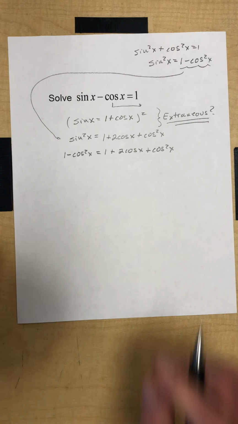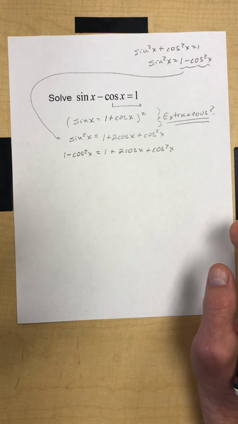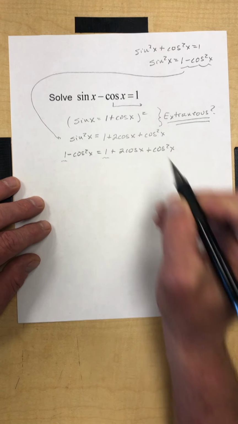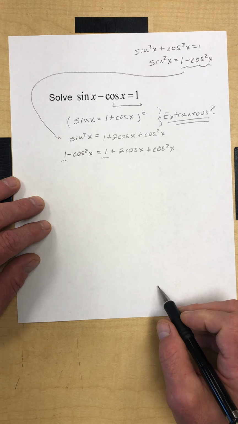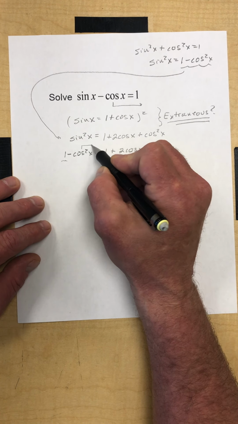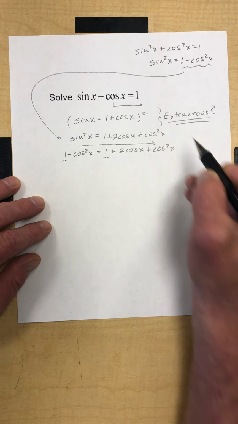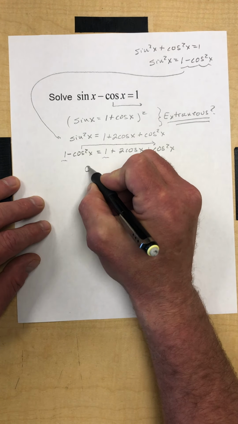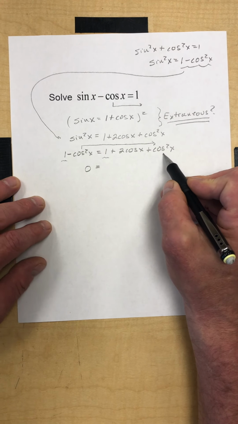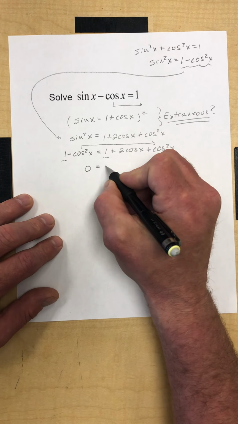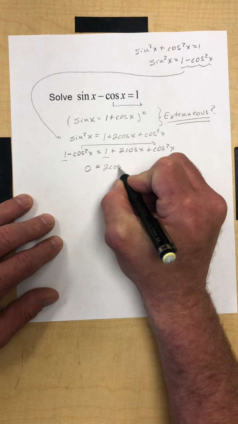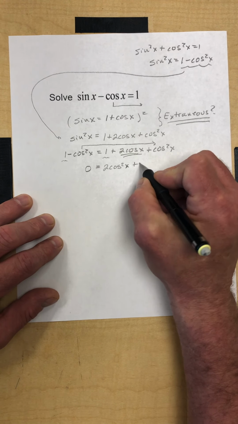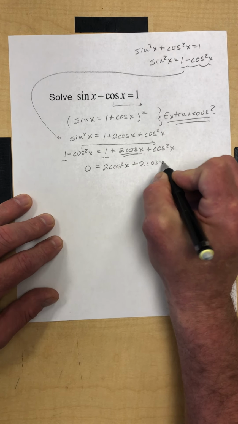Now we take a look at that and we say, well, let's put it in some sort of standard form. Notice right here, the ones cancel each other out. So all I've got to do is bring this guy over and collect it with this cosine squared of x. So I get 0 equals, cosine squared plus cosine squared is 2 cosine squared of x, and then I have this guy right there, plus 2 cosine of x.